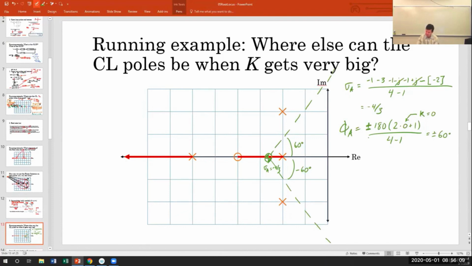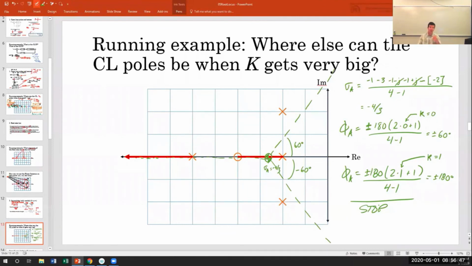But for completeness, let's do the next set of asymptote angles. So this is, again, plus or minus 180, now 2 times 1 plus 1. So this is the little k equals 1 case. Divide by 4 minus 1. And this, if I'm not mistaken, is 180 times 3 divided by 3. So this is plus or minus 180. And that's actually exactly what we have here. We have an asymptote at 180 degrees of phase. So we can stop. We needed 3 asymptotes.